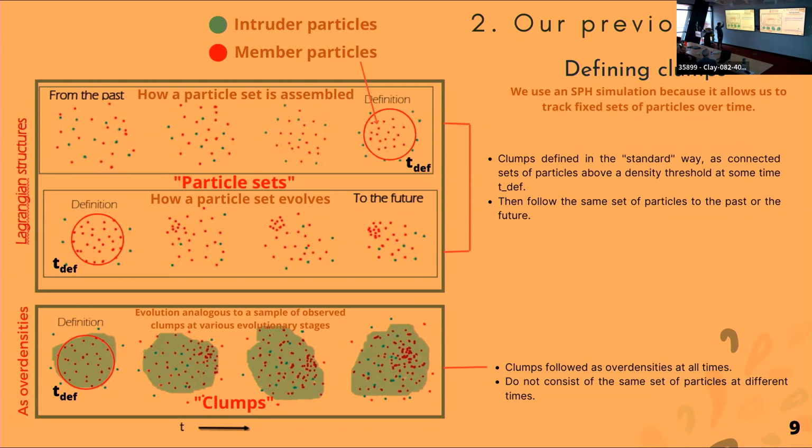For example, in the first row here, the definition time is on the right. And if we go from the past to the present time, then we see how the particles are getting closer. In the second row here, the definition time is on the left, and as time goes by, you see how some particles in the periphery lower the density, taking away the angular momentum of the cloud, while the rest of the material is able to collapse. And the second approach is as overdensities at all times. So we apply the algorithm at every time step, and here the mass and the particles are not the same. The clump is able to grow in mass and size.